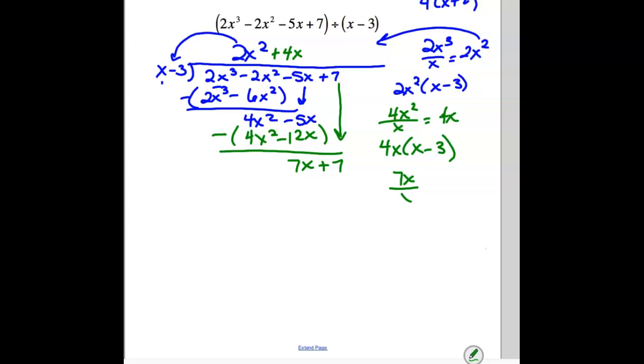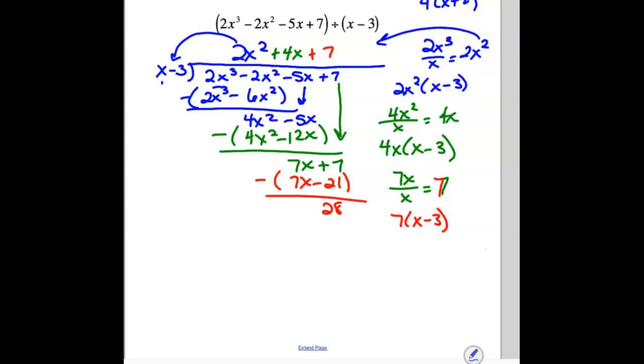So first term divided by first term. Our 7 goes on top. We multiply 7 times x minus 3, and we end up with 7x minus 21. And then we subtract. Again, our x's are gone. 7 minus a negative 21 is really 7 plus 21, or 28.